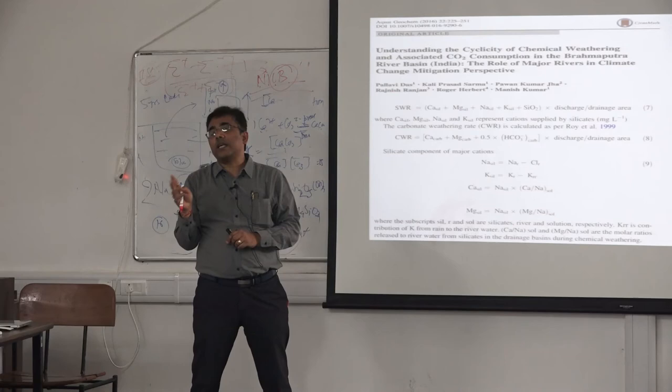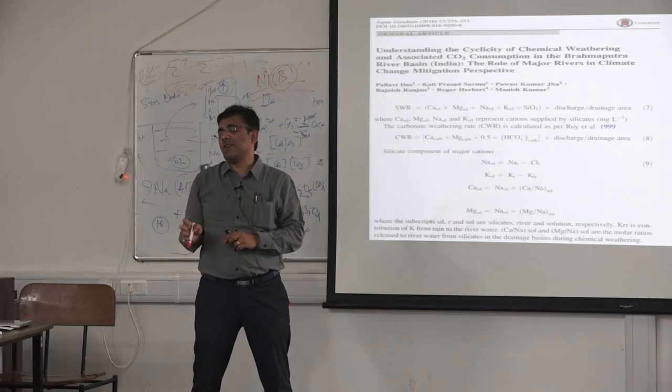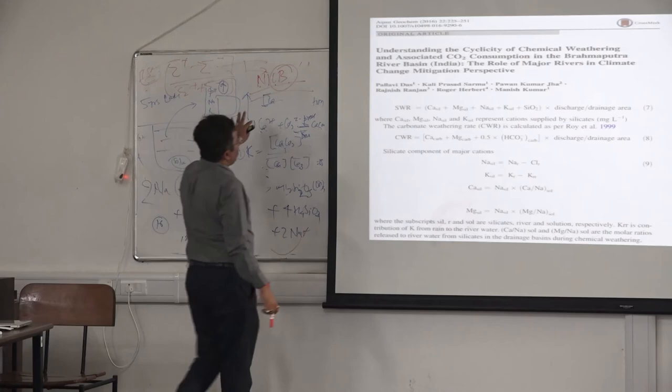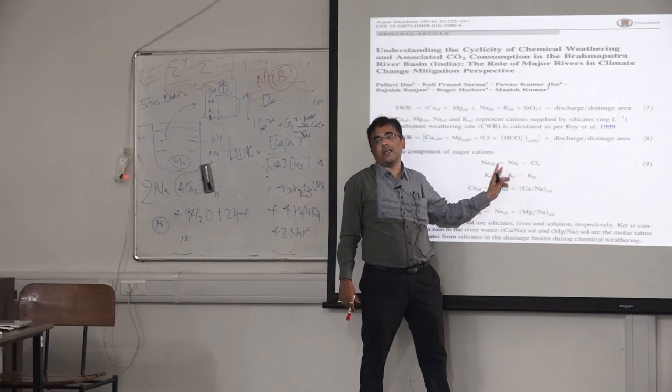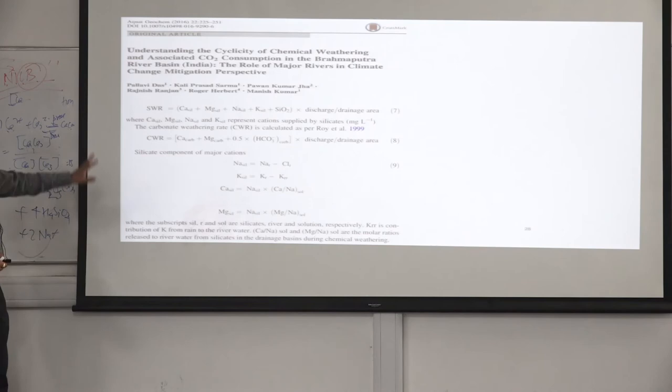So that's why many times when a paper comes to us for review, the first thing we see is whether their charge balance is correct or not. If charge balance is not correct, analysis is not correct, and the paper cannot be published. So then there will be chloride. If we subtract the chloride concentration from the sodium concentration, we can have the sodium coming from the silicate.